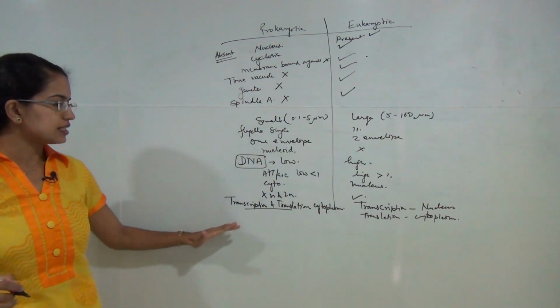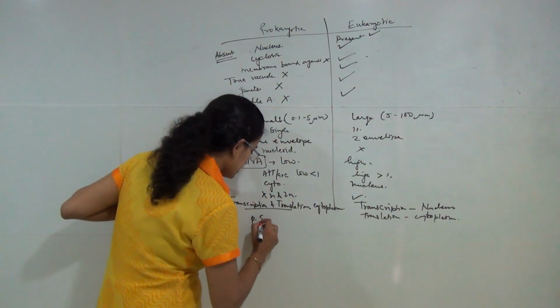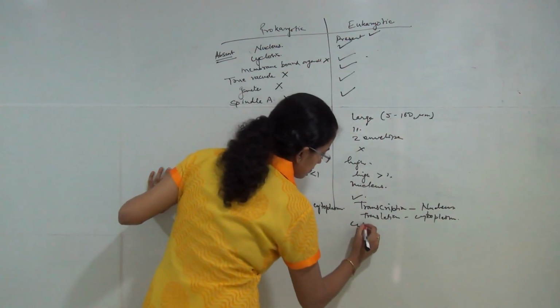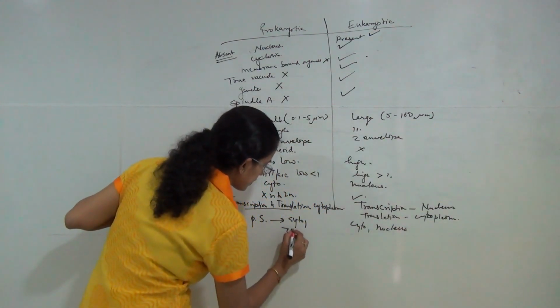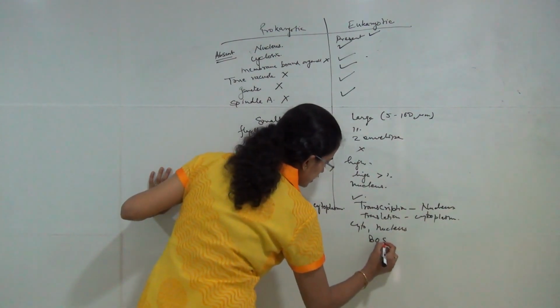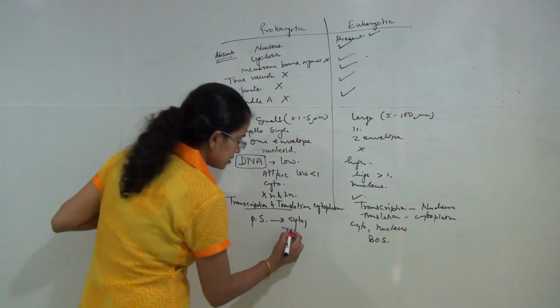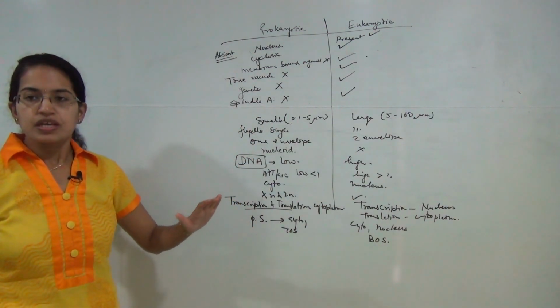The protein synthesis here occurs in cytoplasm. So you have protein synthesis that occurs in cytoplasm. Here it occurs in cytoplasm or nucleus. The ribosome here is 70S. The ribosome here is 80S. So that's again important characteristic of the ribosome. So it's 70S ribosome and 80S ribosomes that are seen.